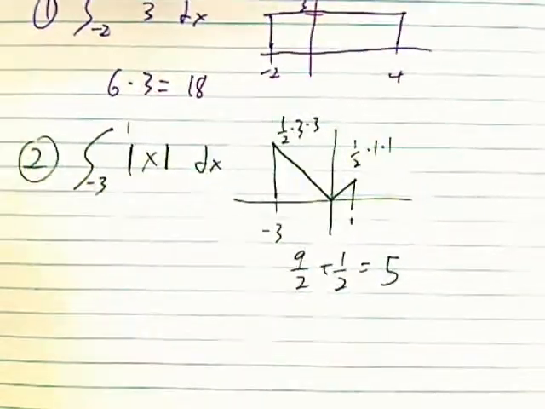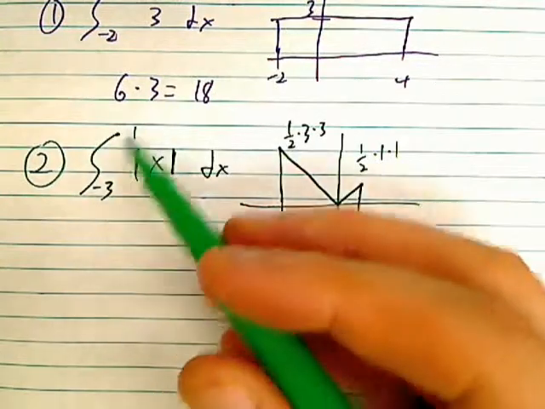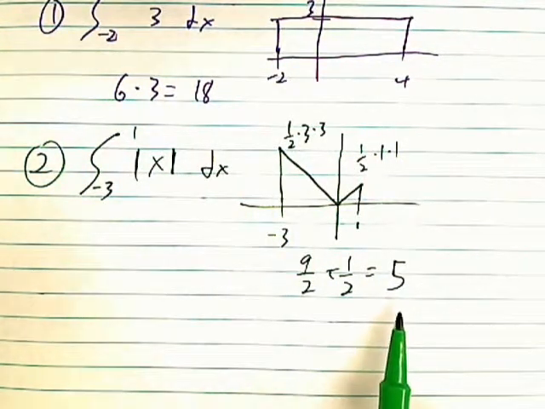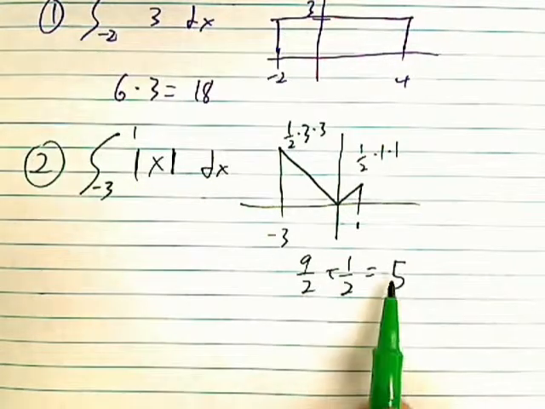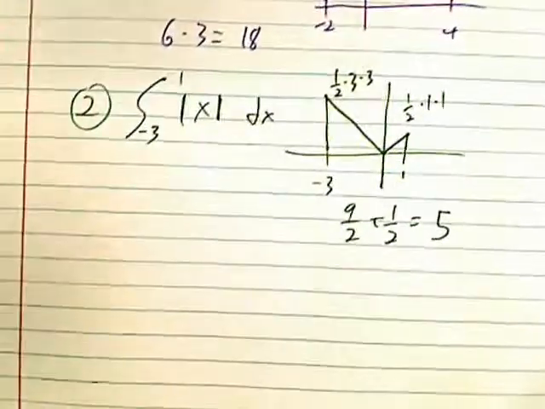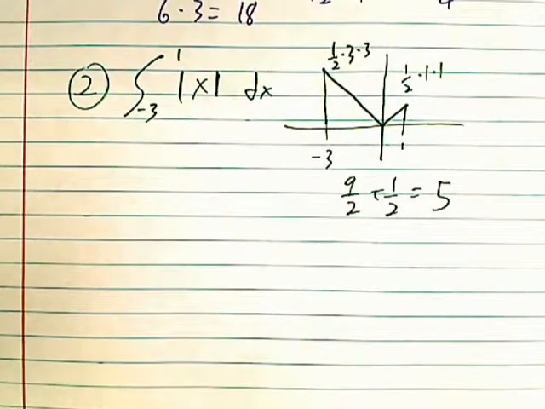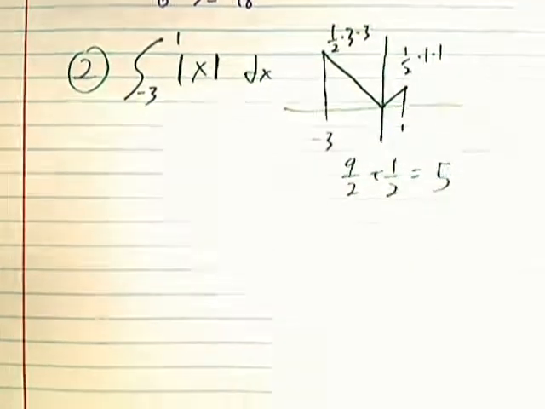So the integral from -3 to 1 of the absolute value of x dx, with respect to x, is 5. Okay, so another example, and we're still using just the old ideas of area, those old formulas that you've known and loved forever. So that's our second example. Let's look at another one.